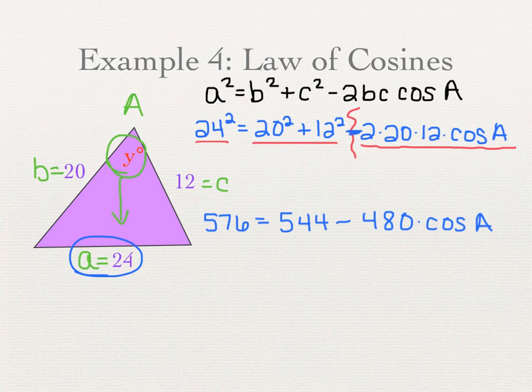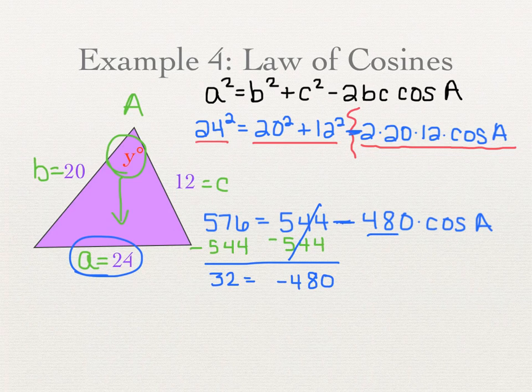So what I'm going to have to do from here is subtract 544, subtract 544, and I end up with 32 equals, now this is gone, and now I have negative 480. Make sure you hang on to that negative. This negative right here, it's important that this 480 number stays negative. Cosine of A. And then let's divide by negative 480.